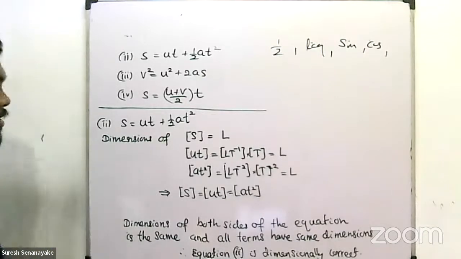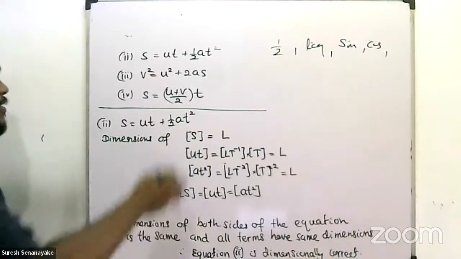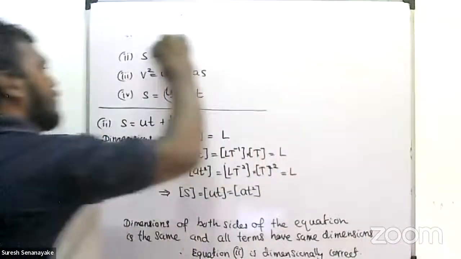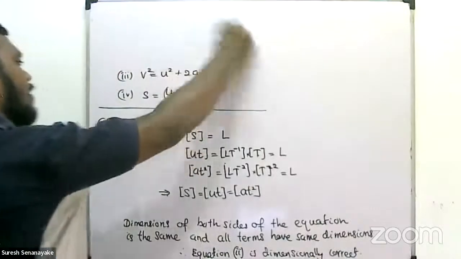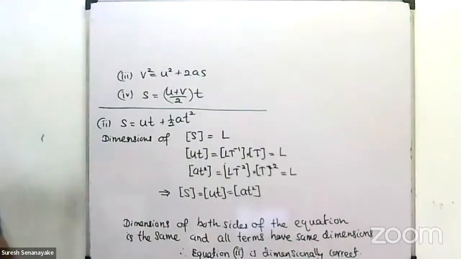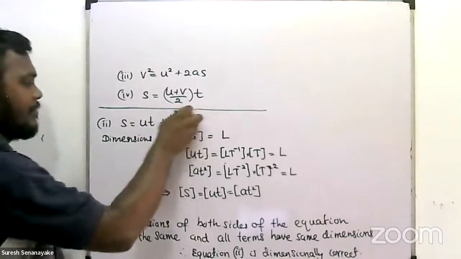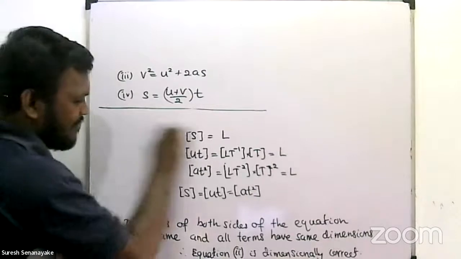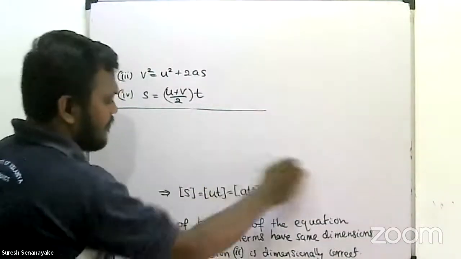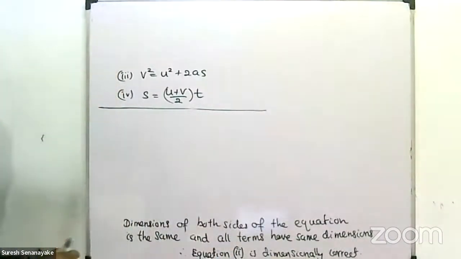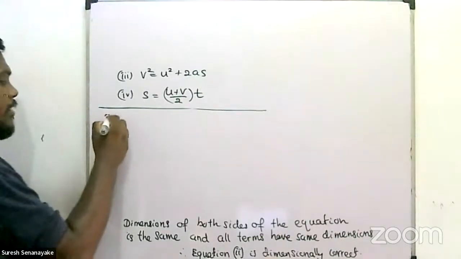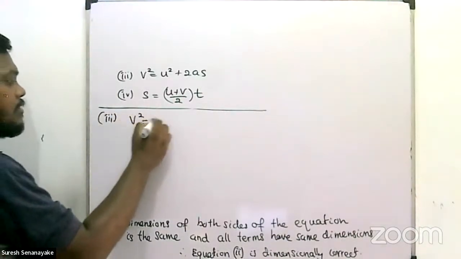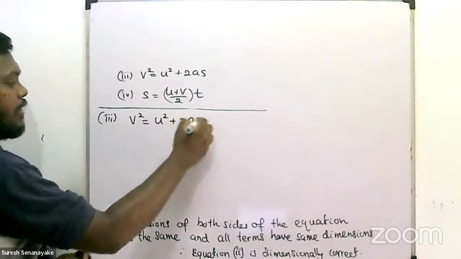Okay, I'll go to the third one. Third equation. Third one, consider v square equals u square plus 2as.